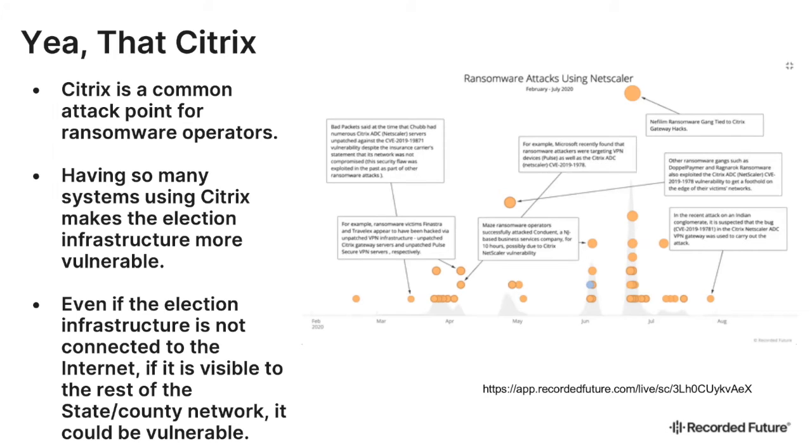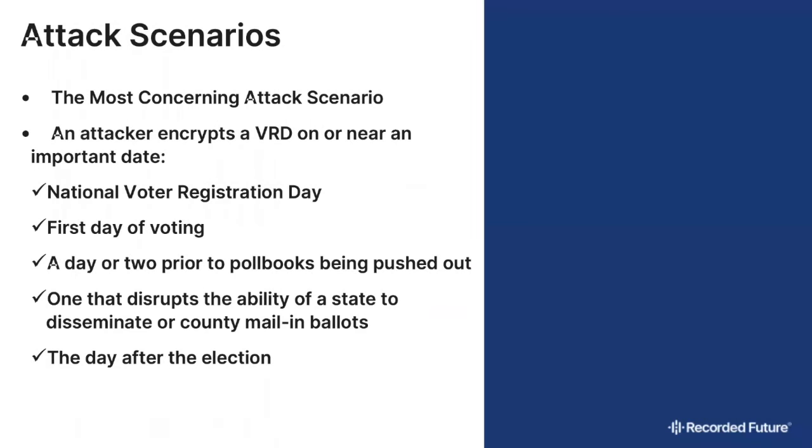And the thing is, because these systems are vulnerable, even if the election infrastructure is not connected to the internet, attackers can still gain access to it. So that Citrix server may not be connected to the internet, but if it's connected to the rest of the county network, even a segmented network, that does make it accessible or vulnerable to a potential attack by ransomware actors, especially if it's not properly patched and secured.